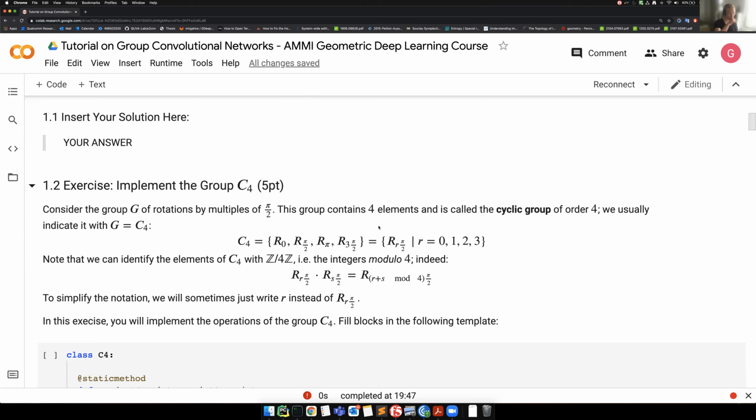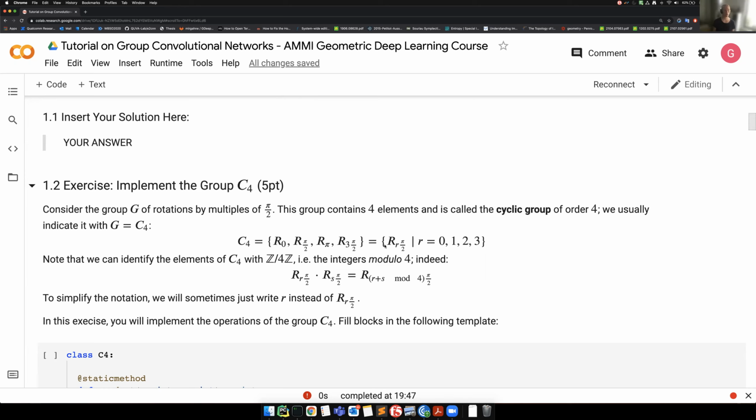And the nice thing about this group is that we can parameterize it. We can index its elements by a simple integer, with values 0, 1, 2, and 3, that tells you the multiple of 90 degrees in practice. So an element will always be a rotation by r times pi half, r times 90 degrees.